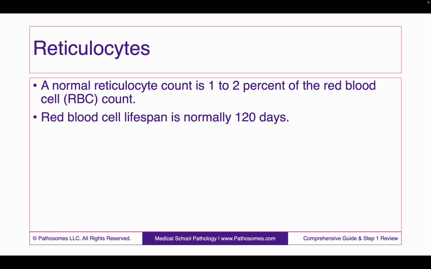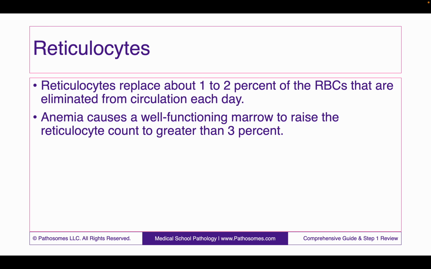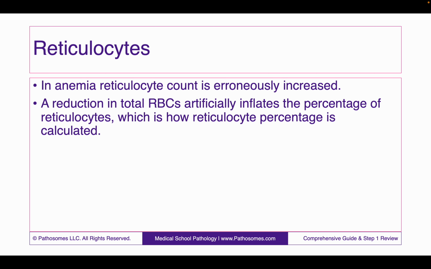RBCs usually have a life that is around 120 days. That's about 4 months. Reticulocytes replace about 1 to 2% of the red blood cells that are eliminated from circulation each day. Now, anemia causes a well-functioning marrow to raise the reticulocyte count to greater than 3%. In anemia, the reticulocyte count is erroneously increased. A reduction in total RBCs artificially inflates the percentage of reticulocytes, which is how reticulocyte percentage is calculated.